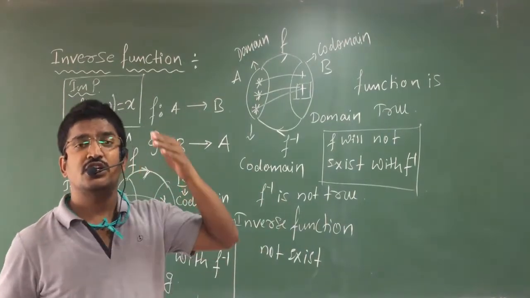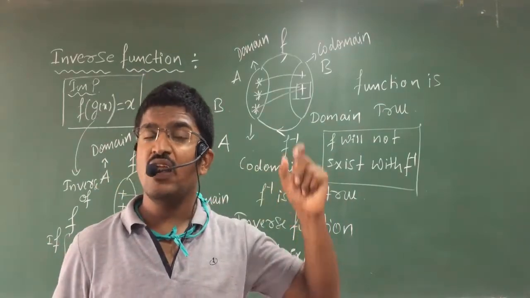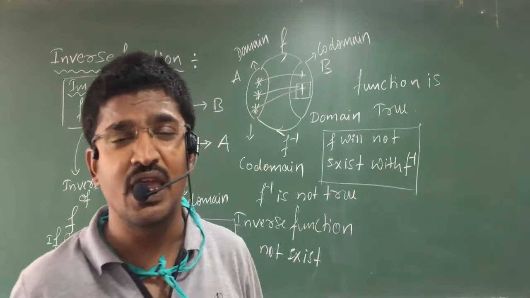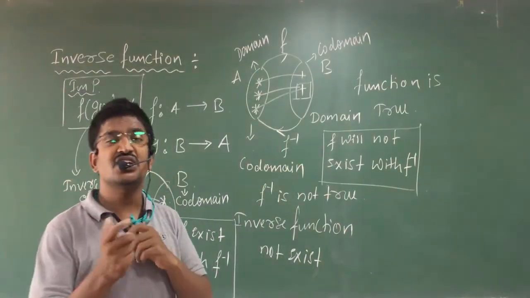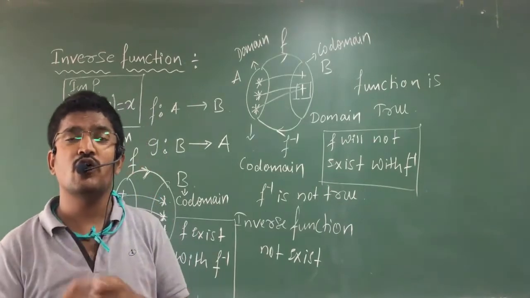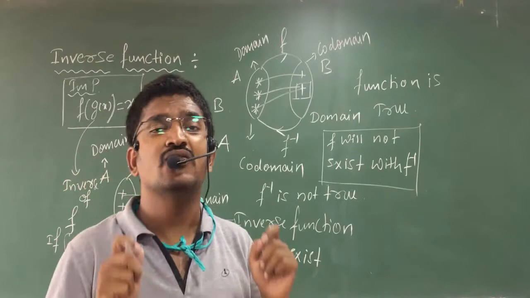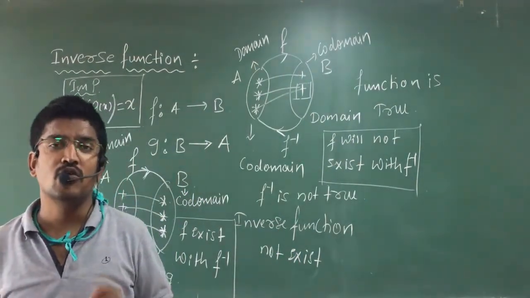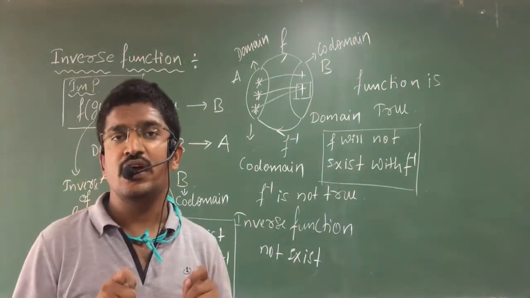Clear? The domain of f will be the codomain of g. The codomain of f will be the domain of g. Are you clear? So the interchange of domain and codomain will happen with f and f inverse. Clear? So from this concept, now we shall move to problems on finding the inverse image.